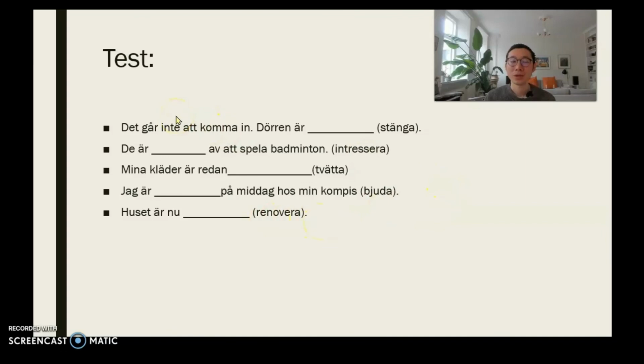Okej, nu kommer facit. Now the answers. Det går inte att komma in. Dörren är stängd. De är intresserade av att spela badminton. Mina kläder är redan tvättade. Jag är bjuden på middag hos min kompis. I am invited. Huset är nu renoverat. Huset renoverat.